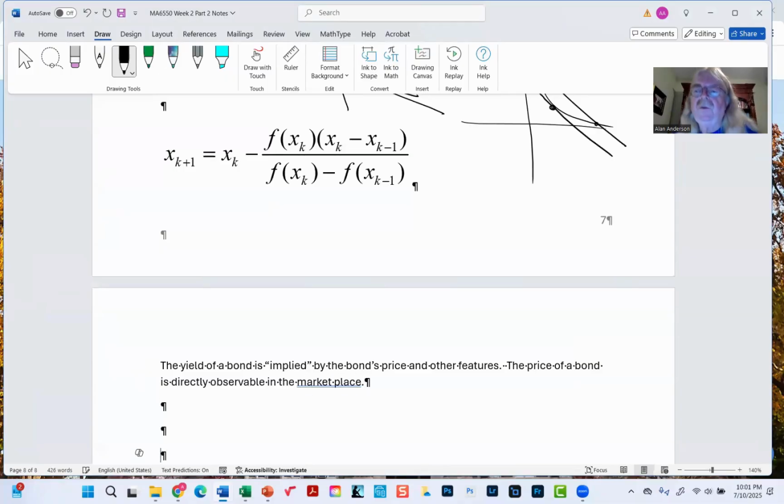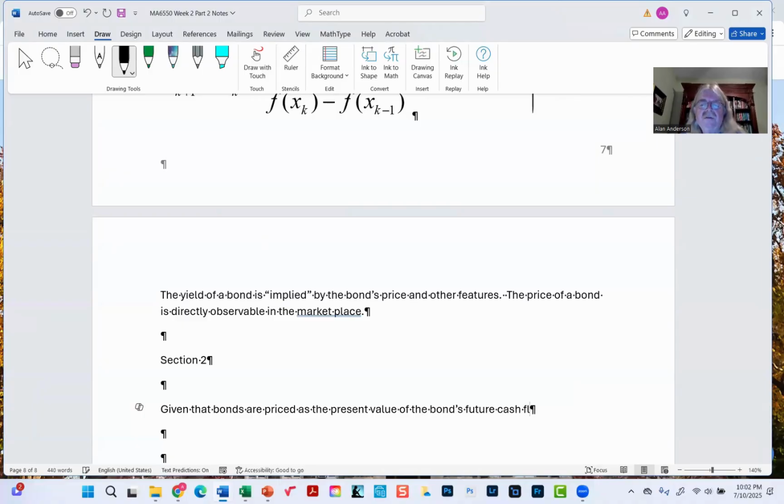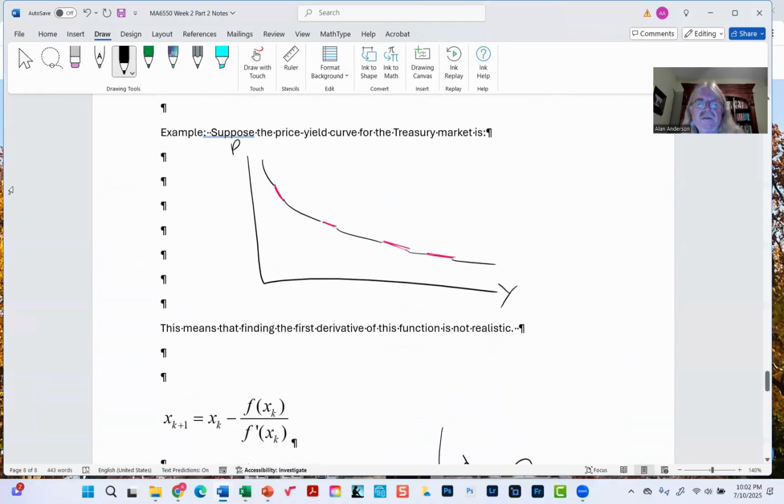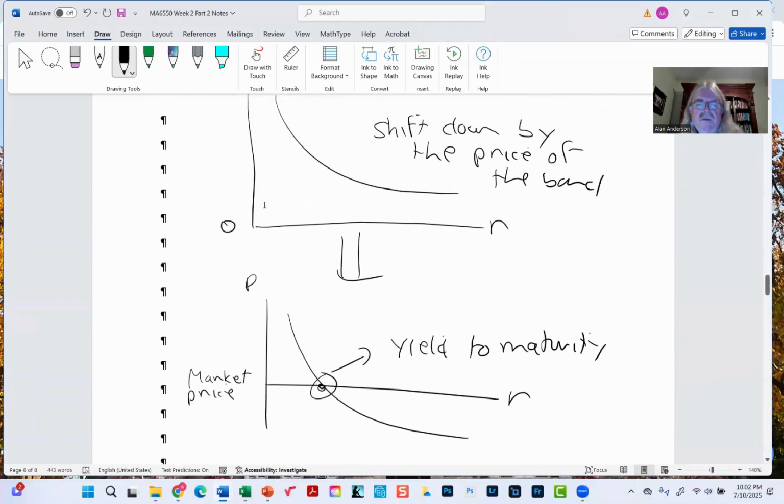All right, now, with all that being said, we can move on to section 2, where we're going to introduce some measures of interest rate risk. So now, why is this so important? Given that bonds are priced as the present value of the bond's future cash flows, and we have a copy of that formula right here, or I thought we did.